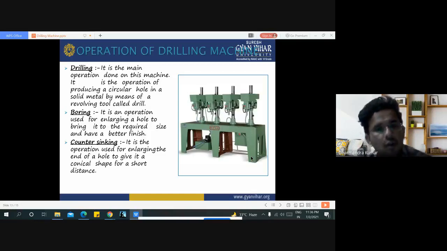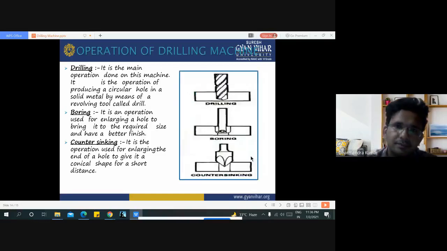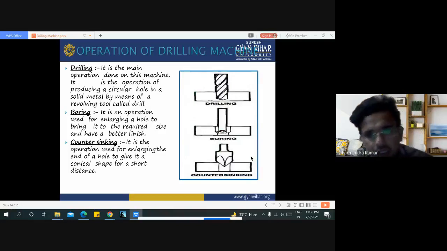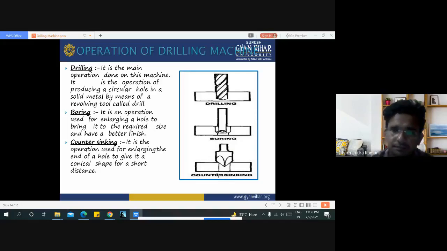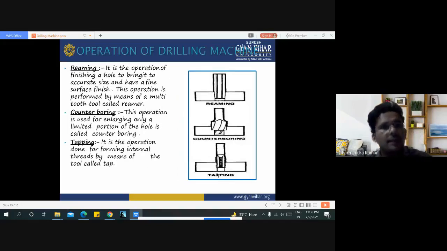Countersinking is the operation used for enlarging the end of a hole, giving it a conical shape for a short distance. These are examples of drilling, boring, and countersinking. Reaming is the operation of finishing a hole to bring it to accurate size and have a better surface finish. This operation is performed by means of a multi-tooth tool called a reamer. We can use the reaming process for a better internal surface finish.